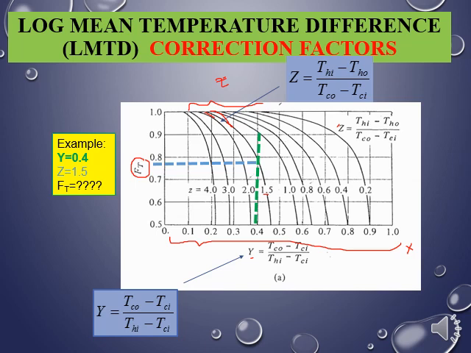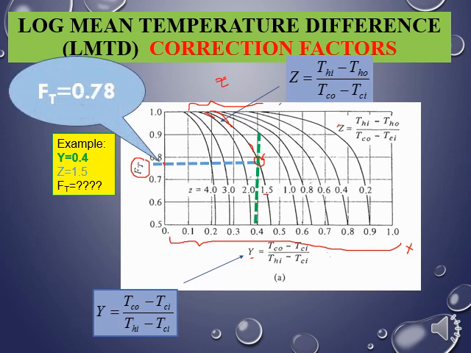Then we identify the crossing point between these two lines. This is our Y line and this is our Z line. These lines intersect at this point. By taking this intersect point and drawing it along to the y-axis, this is the value of the Ft that we are looking for, which in this case is 0.78.